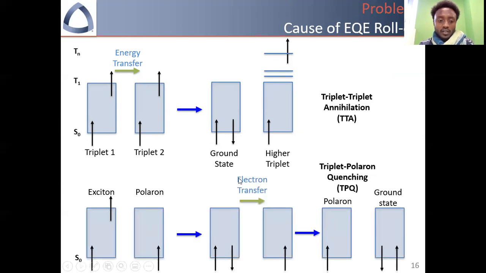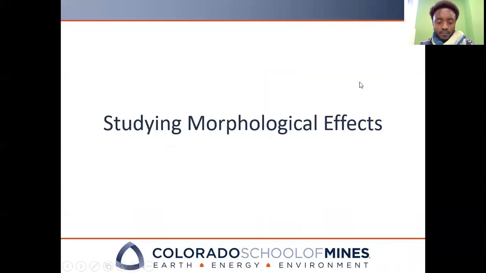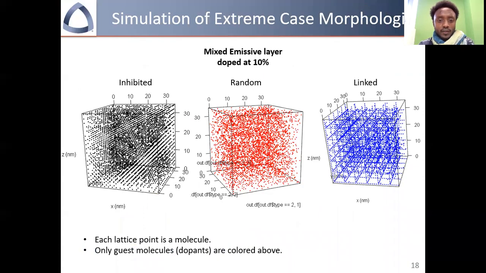Another one being triplet-polaron quenching. This is almost the same, except that you start with one exciton, one excitation, and one charge polaron, and you end up with a ground state and a polaron. But in this talk, I'll just be focusing on triplet-triplet annihilation. So we start with simulations of morphology to see how this TTA mechanism depends on the morphology. I simulate three extreme cases, one being the inhibited. And here you make sure that no dopant has a nearest neighbor being another dopant. In the random case, I put dopants inside the emissive layer randomly, so there is a possibility of having dopants being nearest neighbors. And the linked morphology is an extreme case where each dopant has at least two nearest neighbors being dopants.